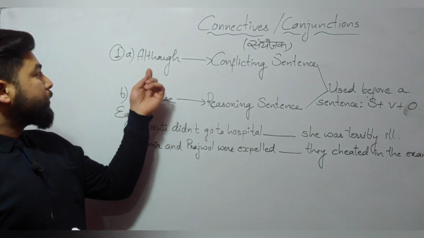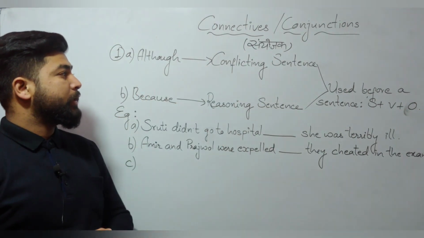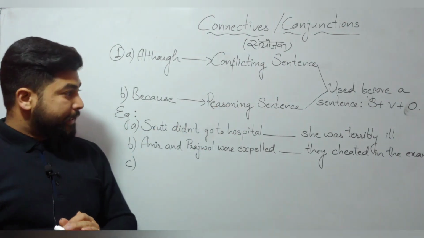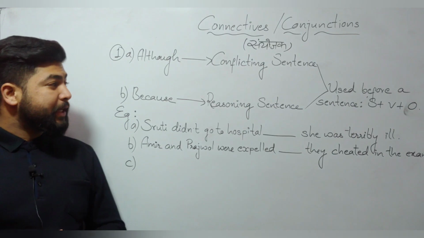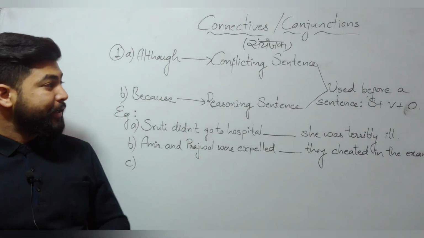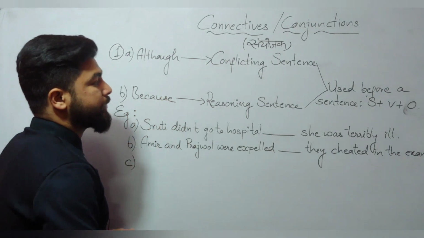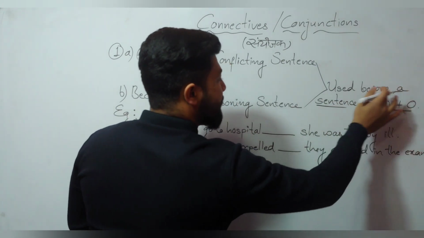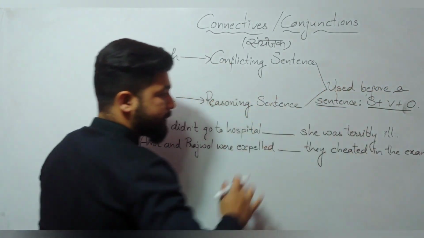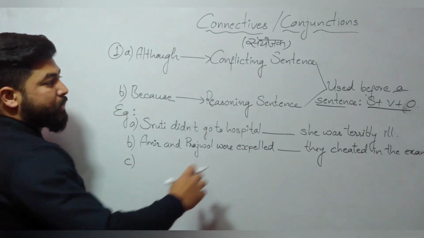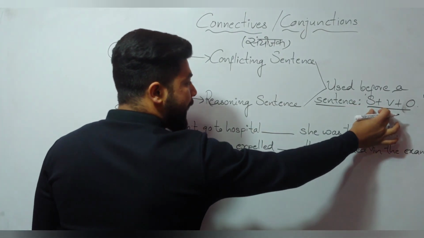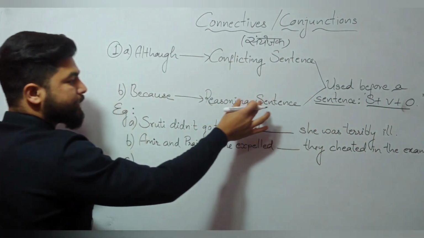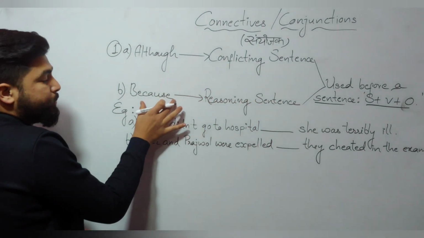So remember, although is always used in a conflicting sentence, whereas because is used in a reasoning sentence. But there is something in common between these two: both although and because are used before a sentence. By a sentence we mean the subject plus verb plus object pattern. So always remember, if you see such a pattern in a sentence, and if that sentence is conflicting, you will choose although. And with this sort of pattern, if your sentence has a reasoning theme, you go for because.